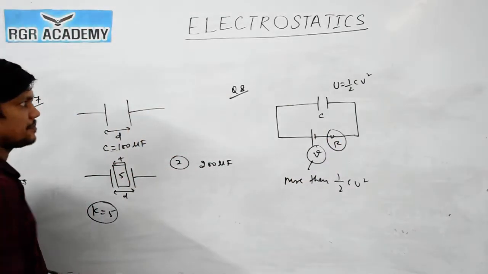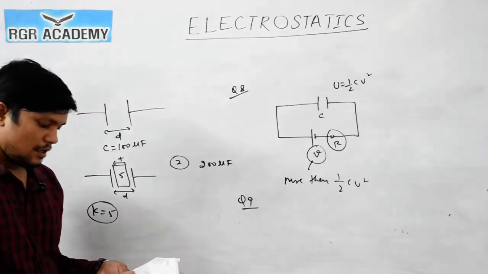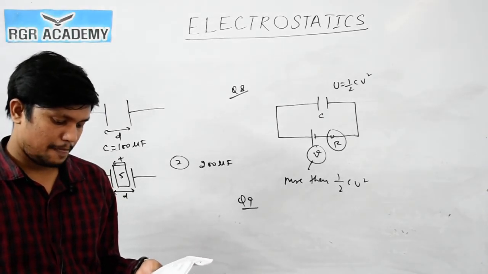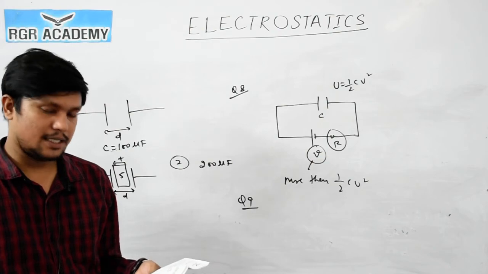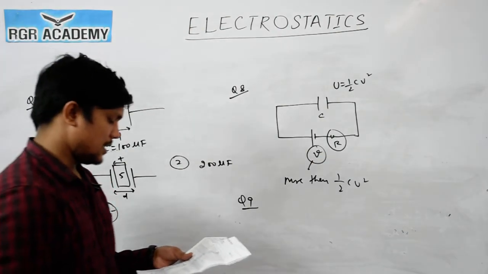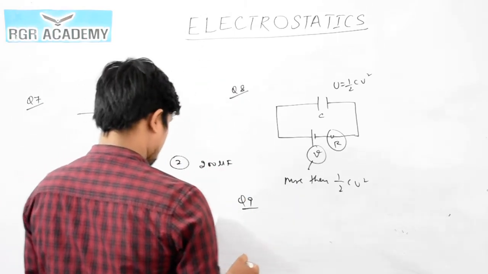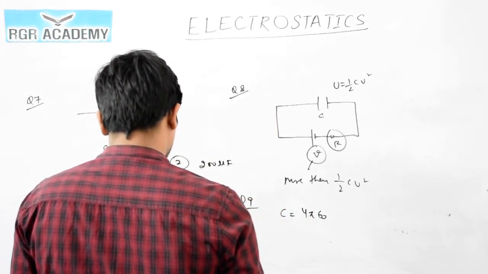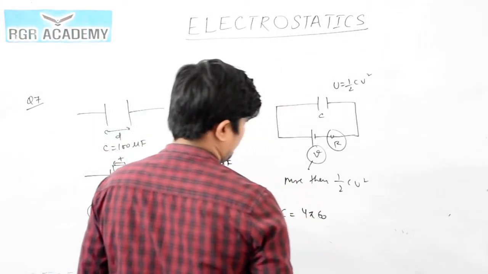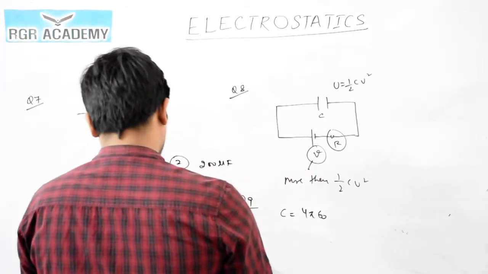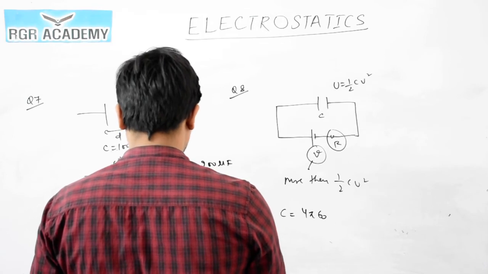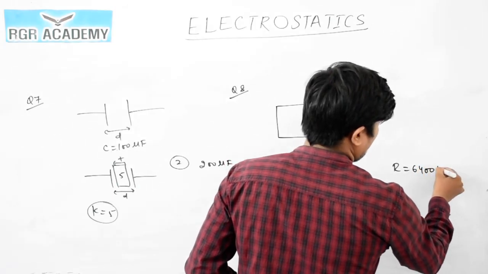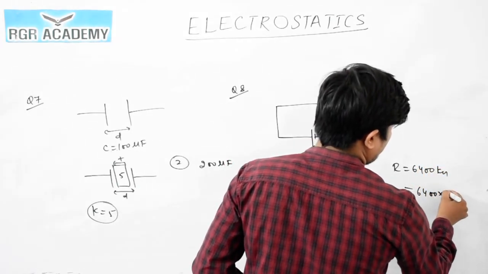Now question number 9. It is not possible to make a spherical conductor of capacity 1 farad. It is possible for earth as its radius is 6.4 into 10 to the power 6. For a spherical capacitor, the capacitance is given by 4 pi epsilon naught R. The radius of earth is 6400 kilometer, or 6400 into 10 to the power 3 meters.